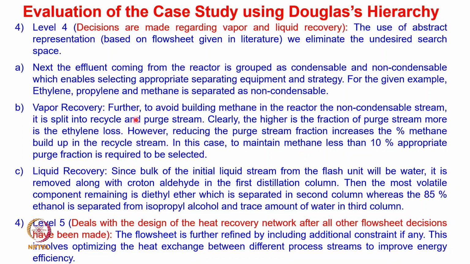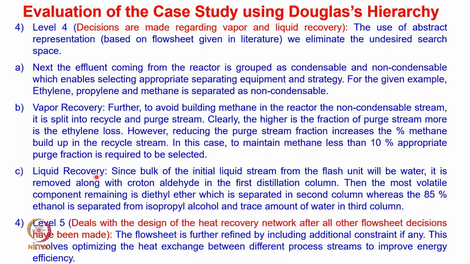So in this case you can see that the maximum amount of methane which can be built up in the reactor is given as 10%. So clearly we have to select the purge fraction in such a way that the amount of methane build up in the reactor should be less than 10%. So based on that, this purge fraction has to be selected. Again, similar to this for the propylene also, some amount of propylene will be purged and the remaining will be recycled back.